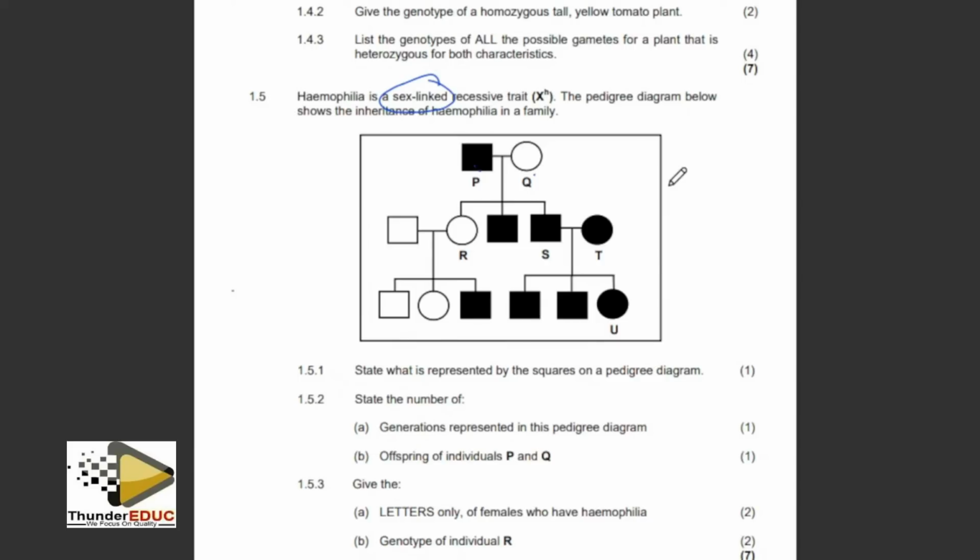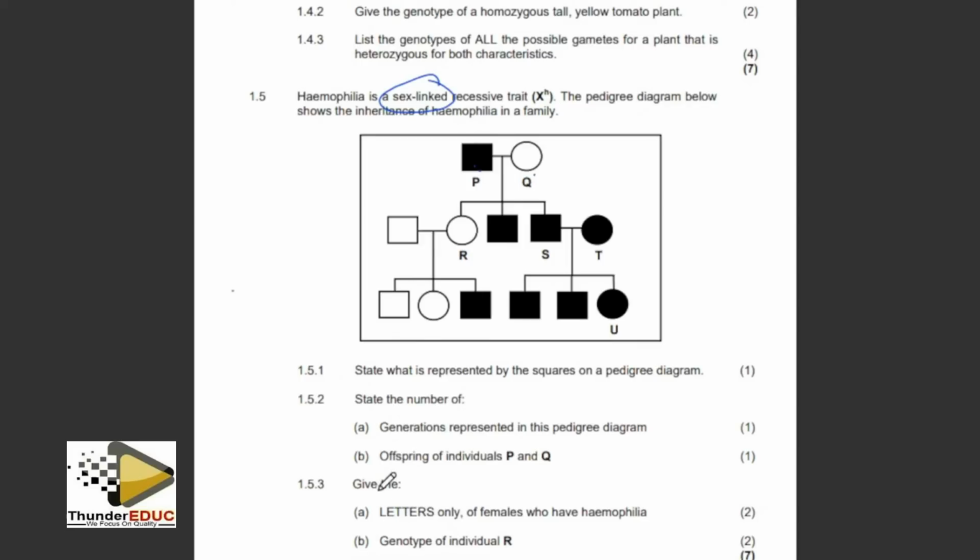Now, they are saying, state what is represented by a circle. We have said that the circle means a female. State the number of generations. We have talked about them. There are 3 generations. 1, 2, 3. State the number of offspring of P and Q. The same thing: this one and this one only got married into the family. So they are intruders.